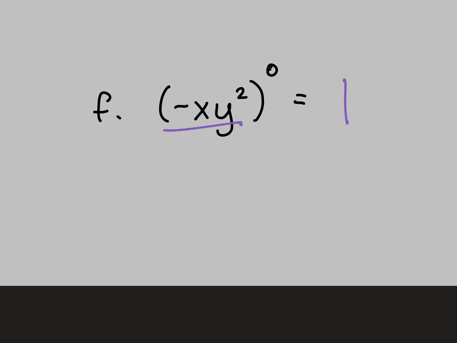Yes. So if I had, let's say, my next example, G, if I had 999 to the power of 0, what would that be? 1. If I had 5 to the power of 0, what is that? 1.